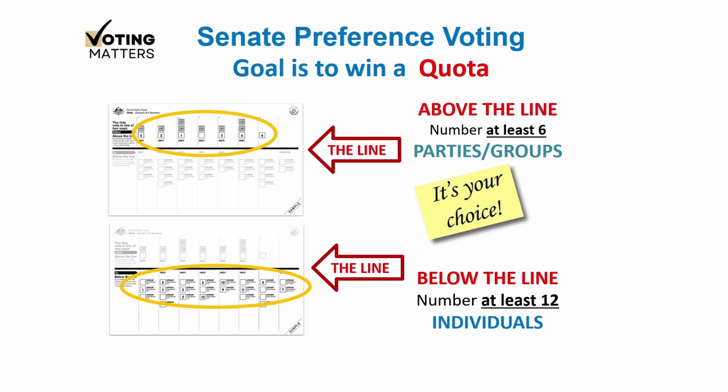In the Senate, it is not compulsory to place a number in every box. Instead, you choose to vote exclusively above the line or below the line. Above the line, you preference at least 6 parties or groups, and below the line, you preference at least 12 individuals. In my opinion, below the line is the superior way to choose candidates with conviction.